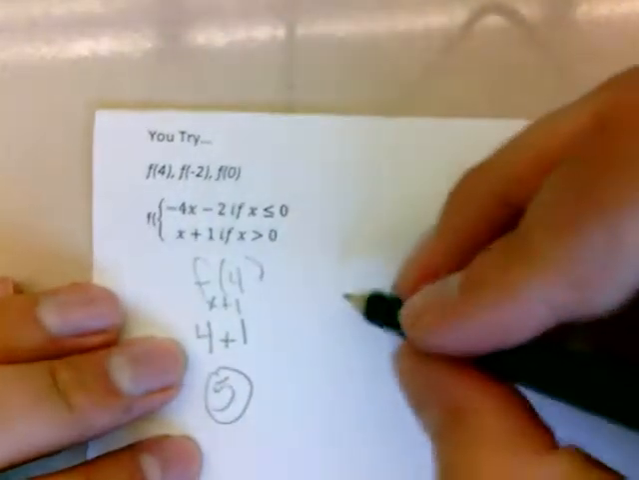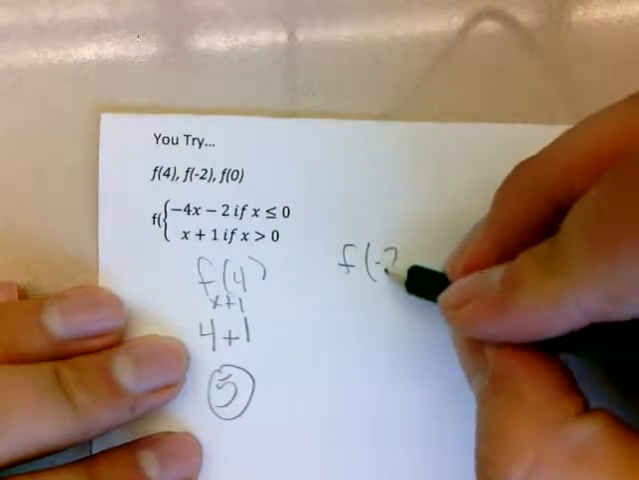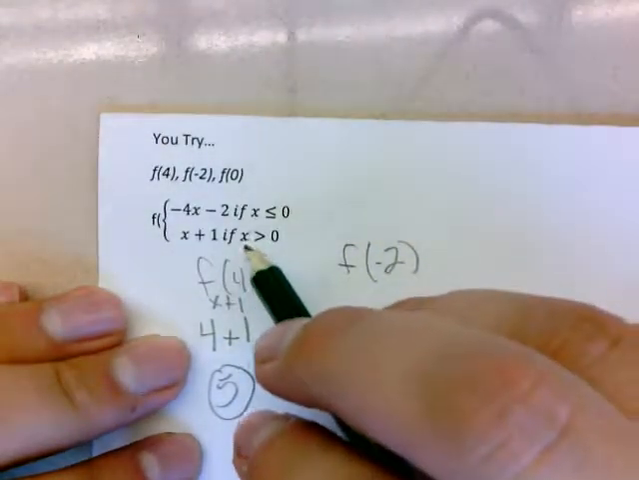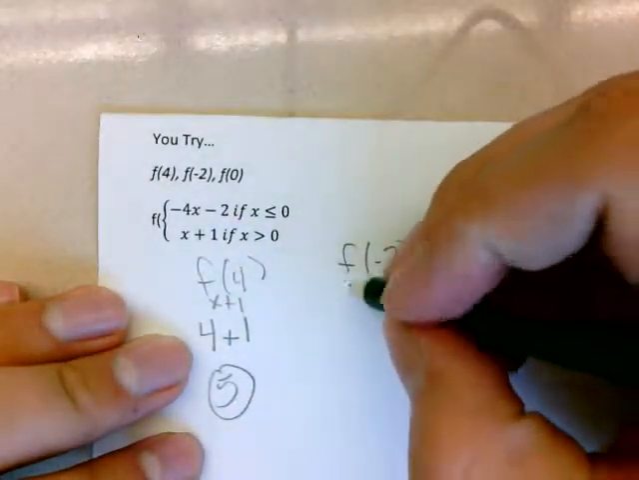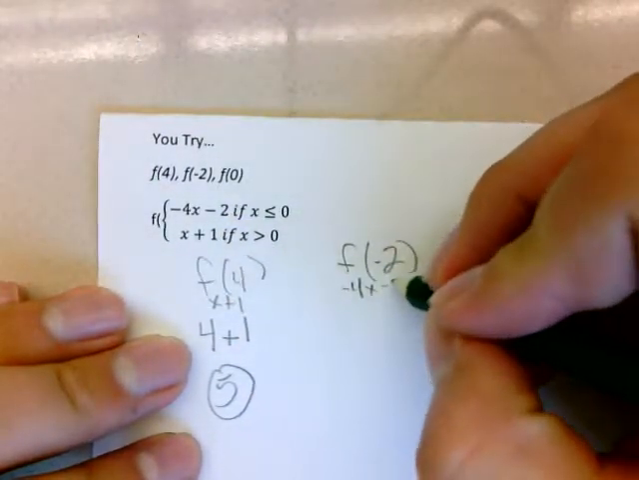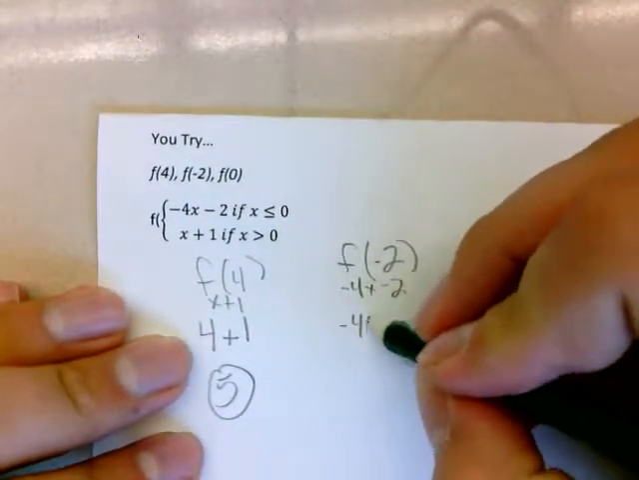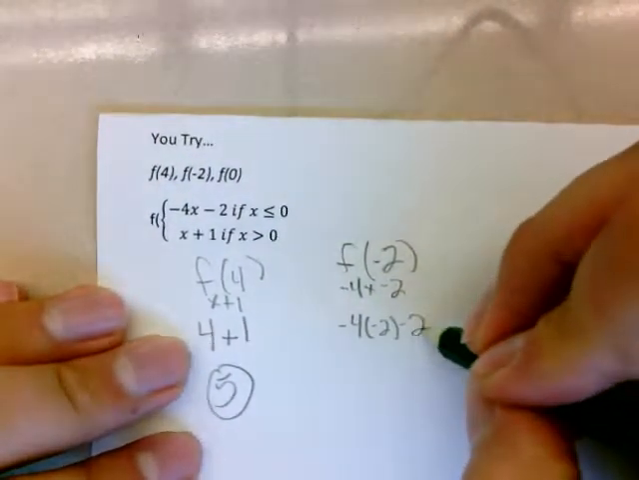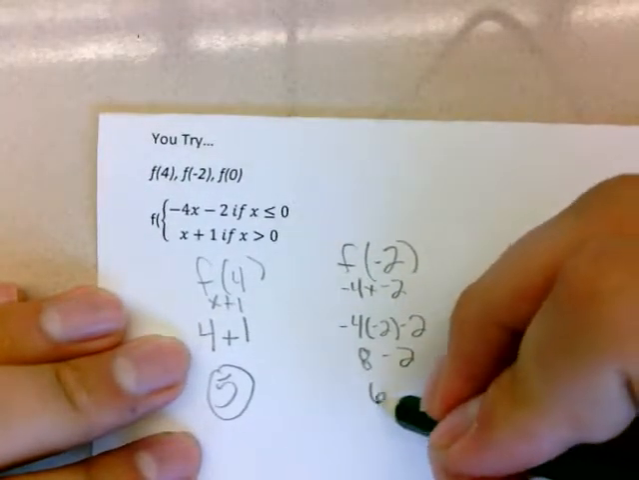Then you've got f of negative 2. Negative 2 is less than or equal to 0, so we're going to be using this one. So we're going to be using negative 4x minus 2. We replace the x with negative 2. So negative 4 times negative 2 minus 2. That's 8 minus 2, which equals 6.